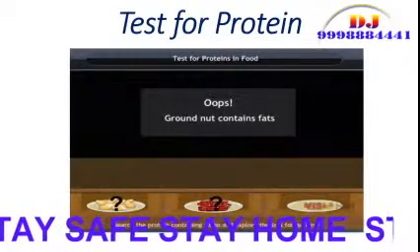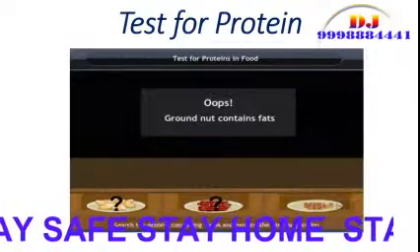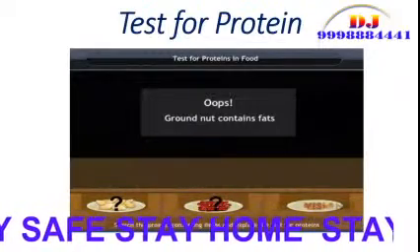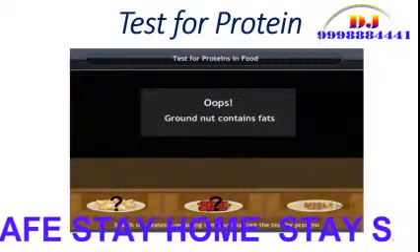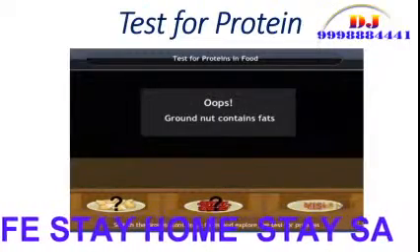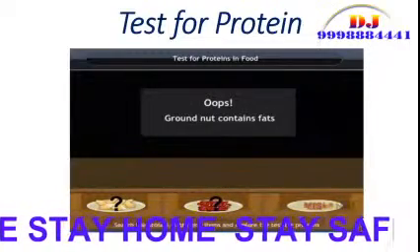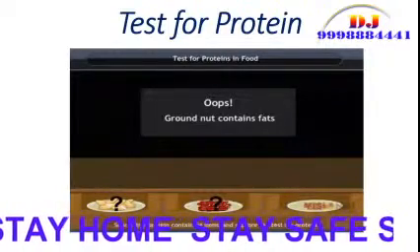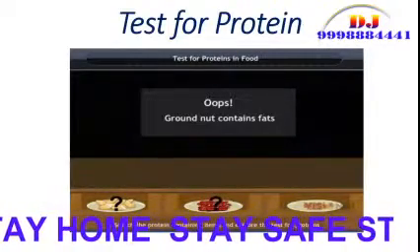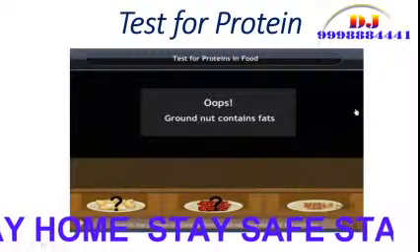Yes, dear students, test for protein. If the color changes to pink or violet, then we can say that particular food item contains protein. So in this, what was required? Copper sulfate and caustic soda. Is it clear, dear students?